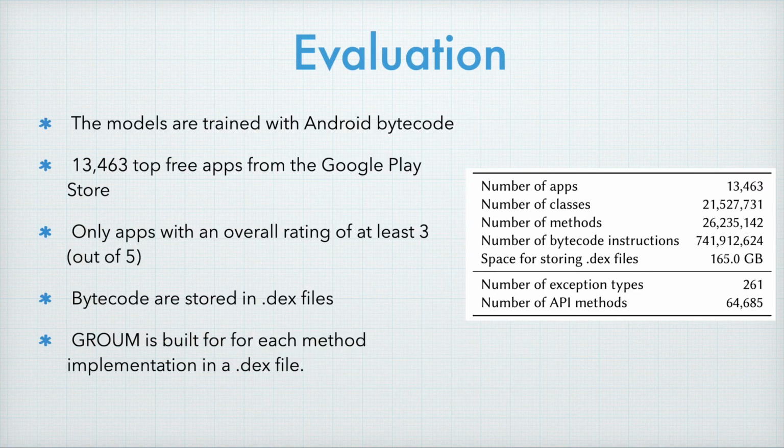Next, we present our evaluation to study the effectiveness of FuzzyCatch. The X-Rank and X-Hand models are trained with Android bytecode. We collect over 13,000 top free apps from Google Play Store. Only apps with an overall rating of at least 3 out of 5 are collected. Bytecode is stored in the .dex file. Then we build a graph model for each method implementation in a dex file.